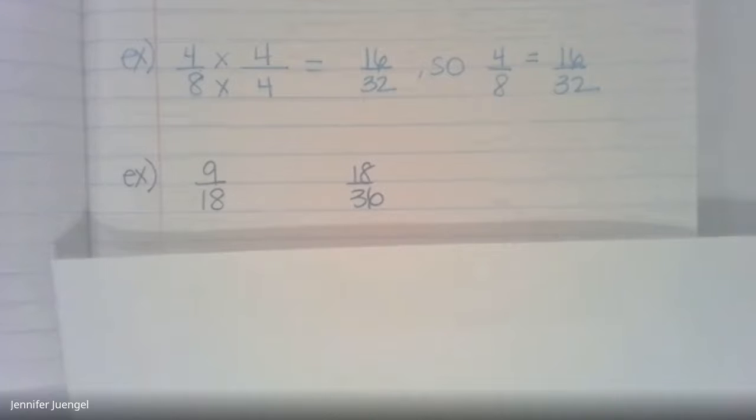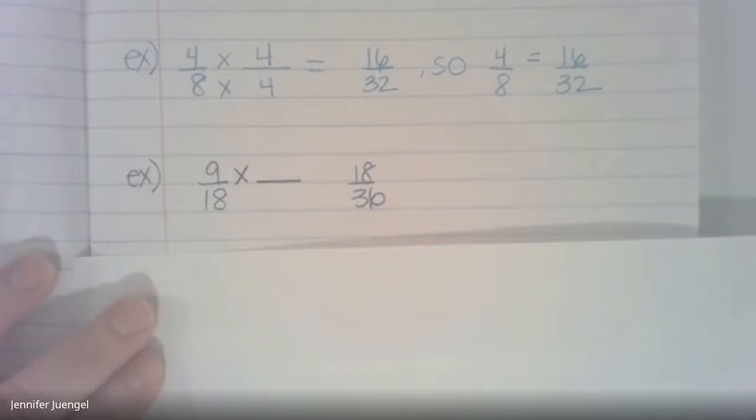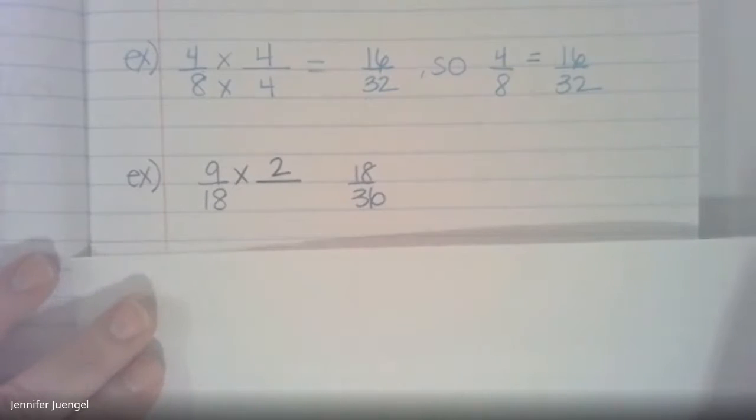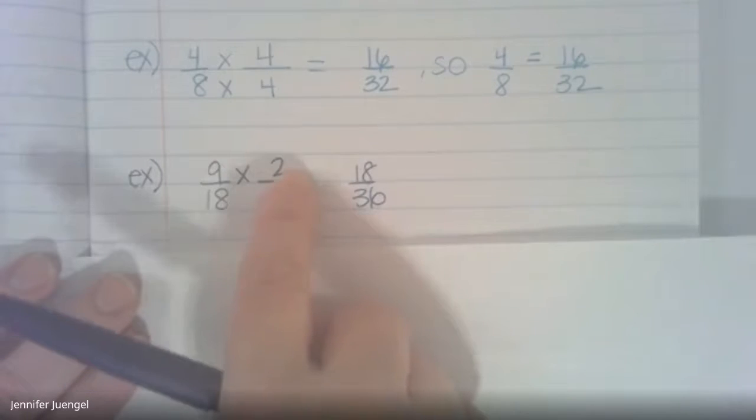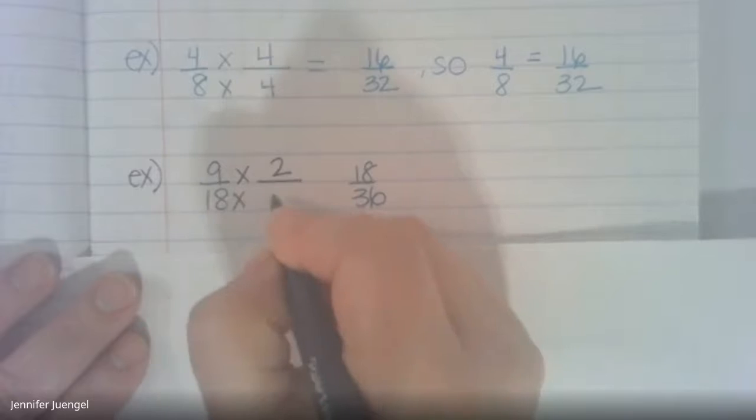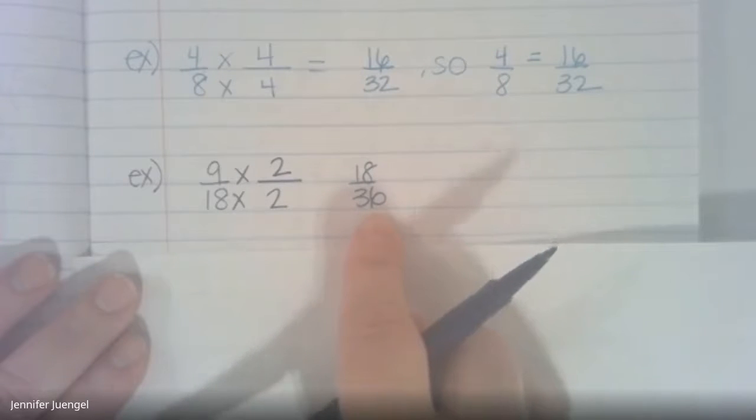9/18 compared to 18/36. Okay, let's see. What do I have to do to go from 9 to 18? 9 times what equals 18? 9 times 2 equals 18. So if it's true, 18 times 2, whatever I do to the top, I have to do to the bottom. If that's true, 18 times 2 equals 36.